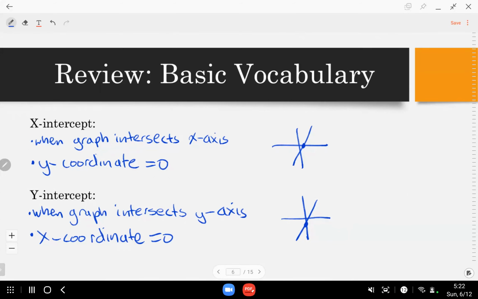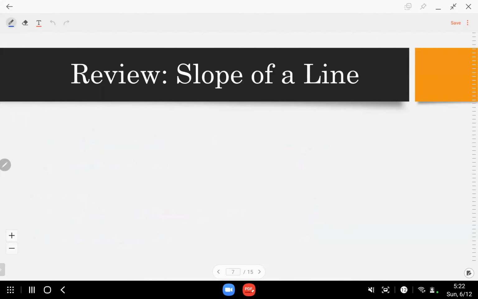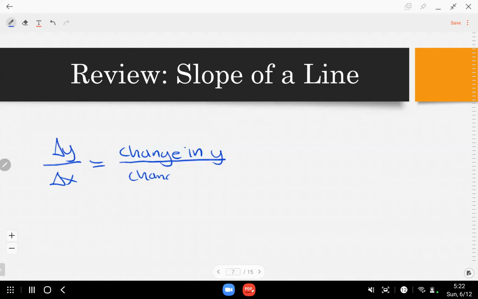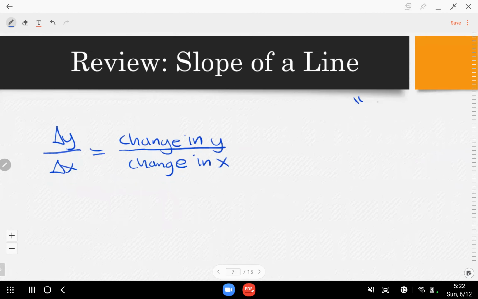All right. Let's move on to the review of the slope. So it's basically delta y over delta x, which means change in y over the change in x. So y comes first on the top, and then change in x. Some people say it's rise over run, right? It's rise over run.